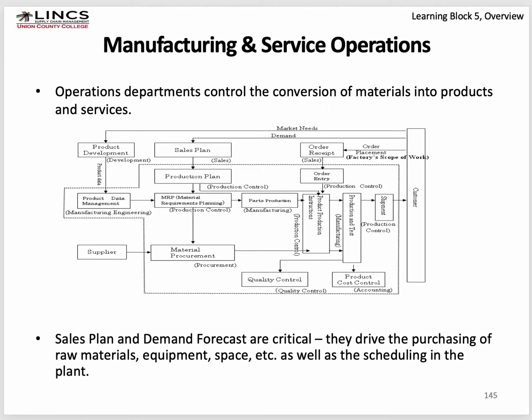So oftentimes when we look at manufacturing and service operations, operations converts materials into products. And oftentimes in a lecture like this on manufacturing and service operations, it mostly becomes a manufacturing discussion, so I'll try to bring in service whenever I can. If you look at this schematic, and there are always flow charts that you want to look at, you can see how a sales plan is important here, product development is important, and then the whole order management process is important.